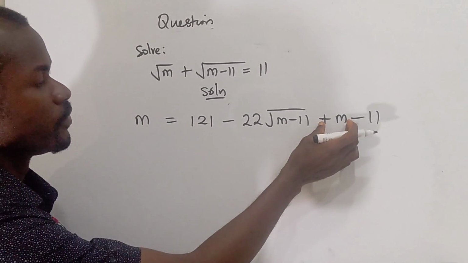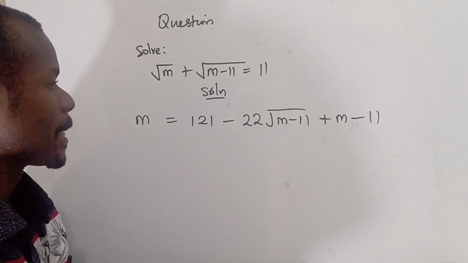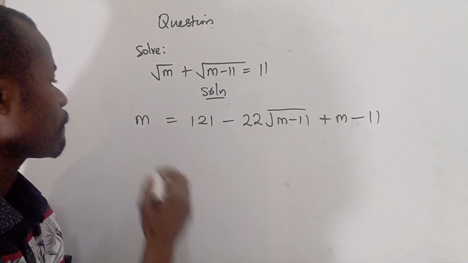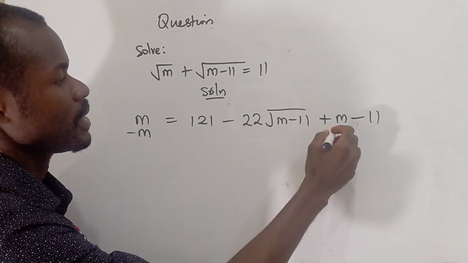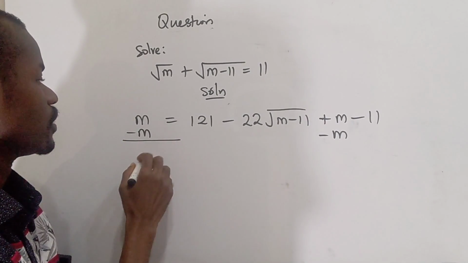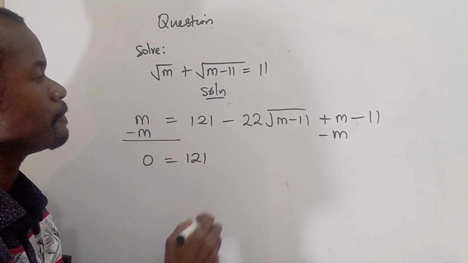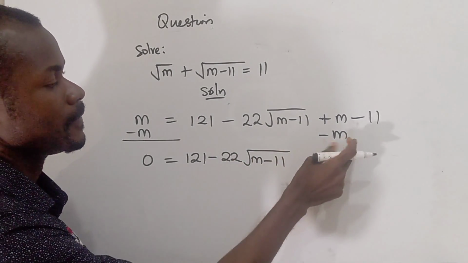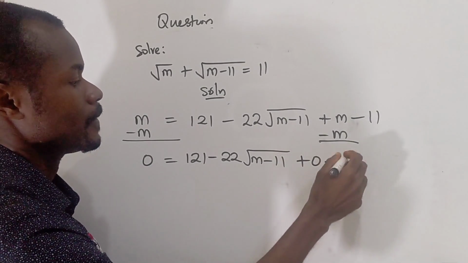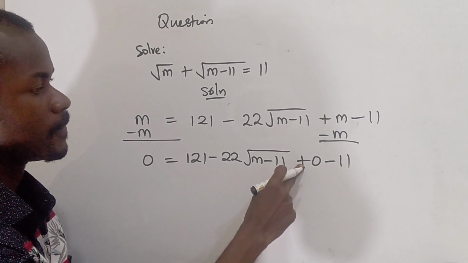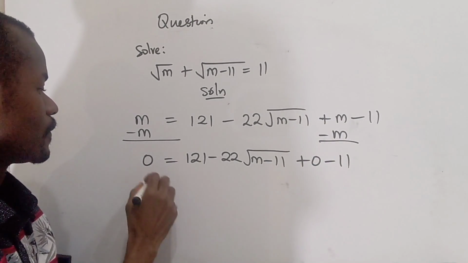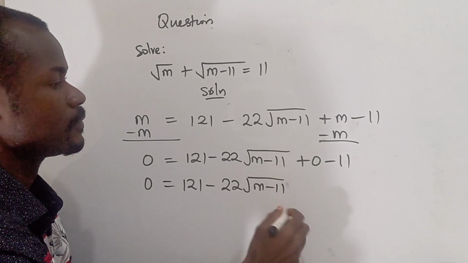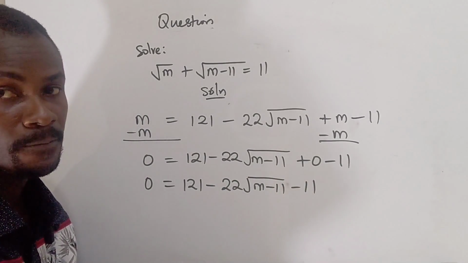Now I can decide to remove m from both sides. So this is minus m and this is minus m. So here I'm going to get 0 is equal to 121 minus 22 square root of (m minus 11). This is 0, so plus 0 minus 11, which gives us minus 11.